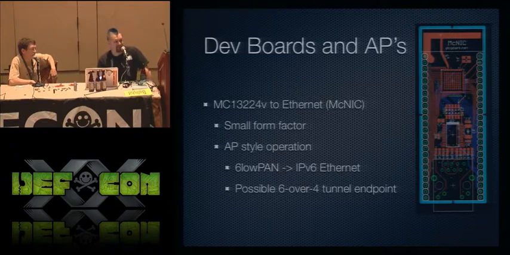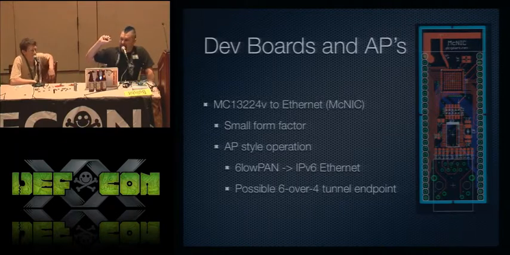Now, we could even put a tunnel on the thing. Now, imagine the evil things we could do with this. So this is an IPv6 access point, essentially, that if I have this and one of these, I can create an IPv6 bridge that's wireless that's not going to show up on your wireless intrusion prevention system. Can you have some fun with that or what?